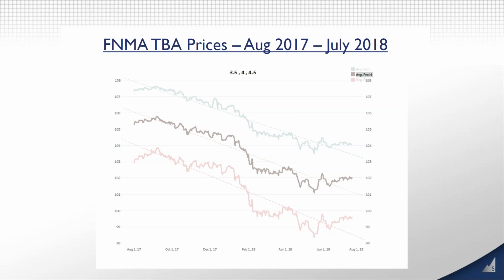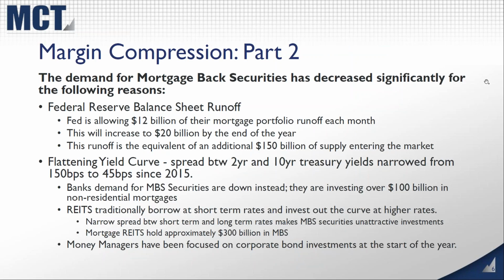If you advance the slide, Ian, we can talk about why. Why did that happen? What were the outside factors? So essentially, the biggest factor for the margin compression was that the demand for mortgage-backed securities has dropped significantly for a couple of reasons. The big one is the Fed Reserve balance sheet.